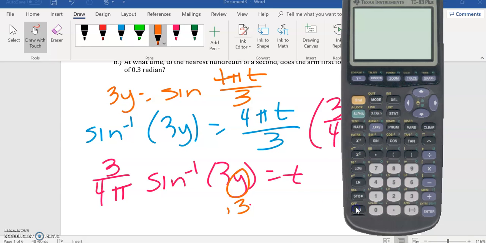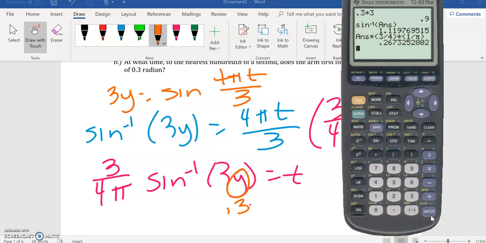So first I'm going to turn on my calculator. I'm going to make sure, oh no, get back in radians. Okay, so I'm going to do 0.3 times 3, and then I'm going to take the arc sine of that, and then I'm going to times that by 3 fourths, so 0.75, times 1 over pi. And I could have done this all at once. I was actually thinking in my head that the pi was in the top, then I realized no, it wasn't.